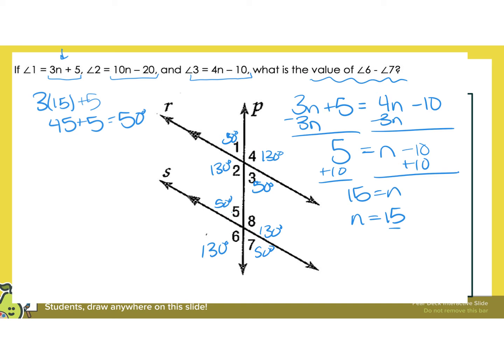So angle 6, now to actually answer the question, that's 130 minus angle 7, which is 50. So what is that? 80 degrees.